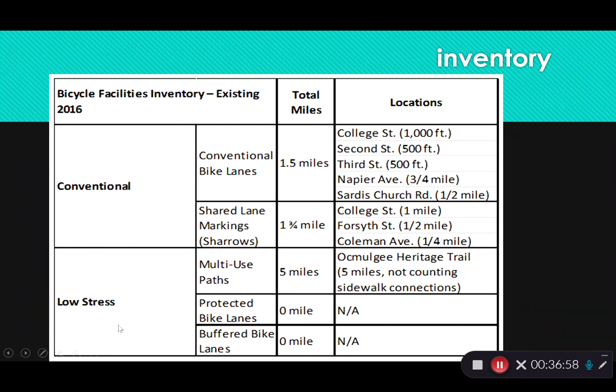And then your low stress facilities are those that are segregated from traffic. So multi-use path, protected bike lanes, buffered bike lanes. Those are things where you're actually creating a physical space between the cars and the cyclists. Those facilities, again, are going to be lower stress, more attractive to less confident cyclists to use.